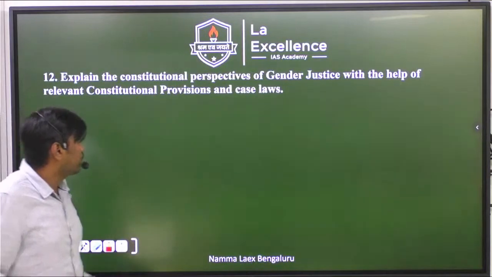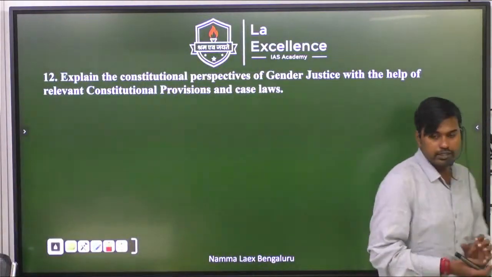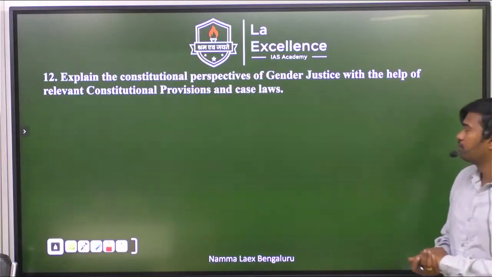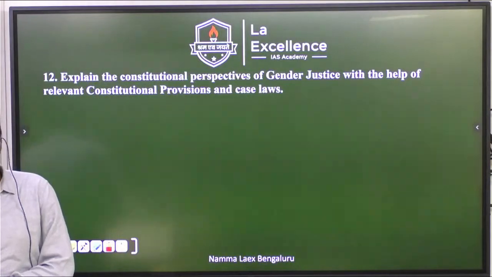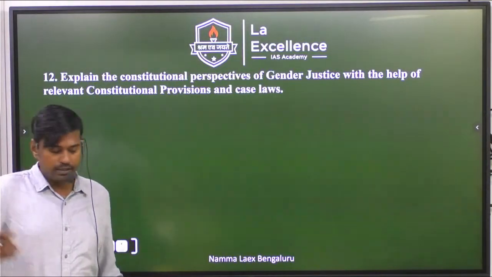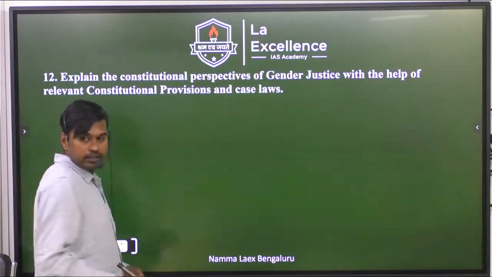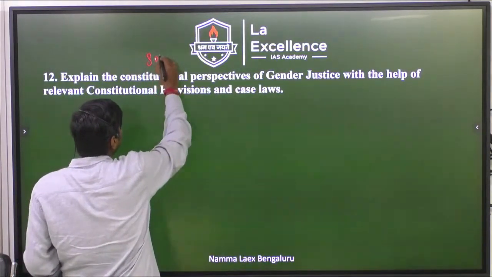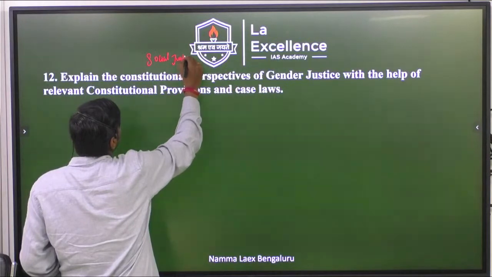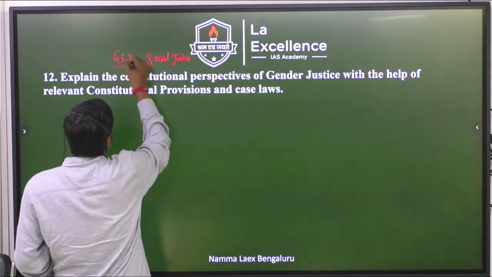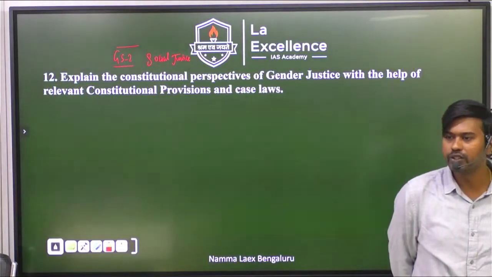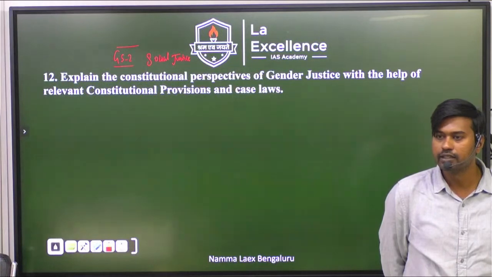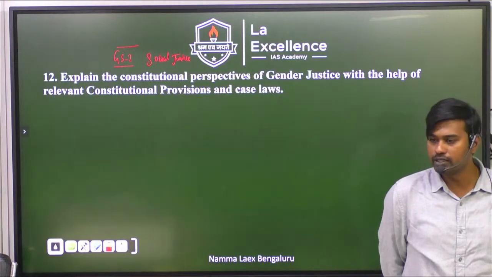Explain the constitutional perspectives of gender justice with the help of relevant constitutional provisions and case laws. Is it clear what they are asking? The question comes under the social justice component in the syllabus. Can you look at it? In the GS2 syllabus you have, this question is directly asked from the social justice component. Can you see? Schemes related to vulnerable sections, something. Civil society is also there, NGO, civil society, and the governance topic will also be there.